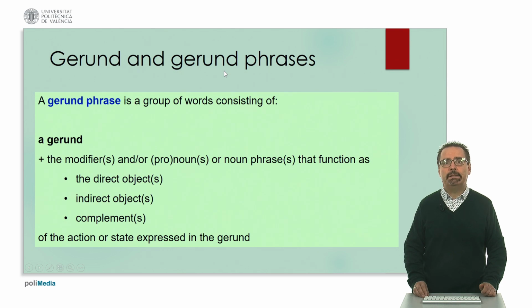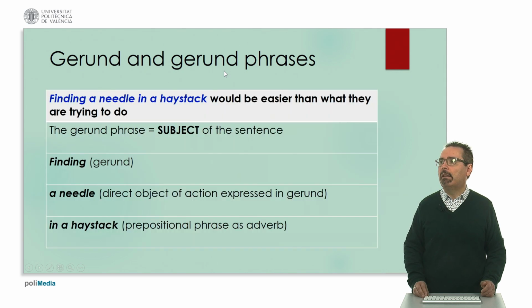A gerund phrase, on the other hand, is a group of words consisting of a gerund, and after it we have a modifier or several modifiers, and/or a pronoun or a noun phrase that functions as the direct object, indirect object, or complement of the action or state expressed in the gerund. We will see some examples.